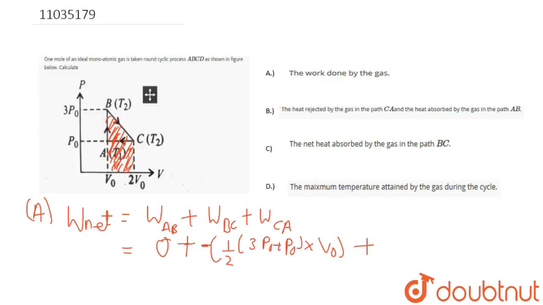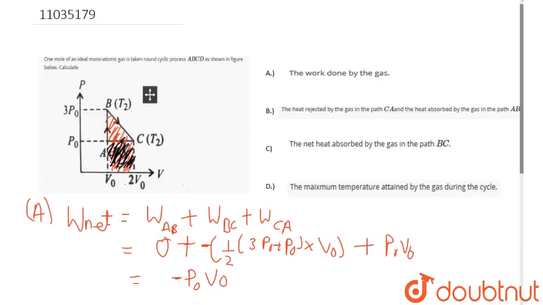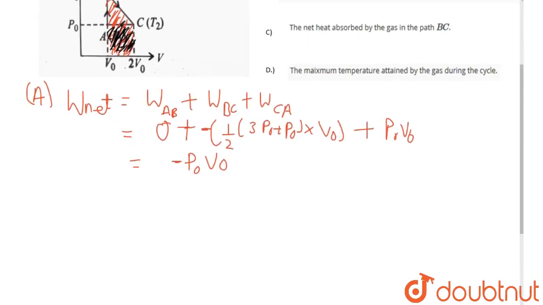and the work done from C to A, as you can clearly see, it's a compression, that is work done on the system in which the volume has been decreased, and the work done from C to A is the area that I'm shading with this black pen. It's clearly a square with length P naught and breadth V naught. So the work done in the path C to A is positive P naught V naught. So on further simplification, you will get net work done as minus P naught V naught. So that is the answer for part A.